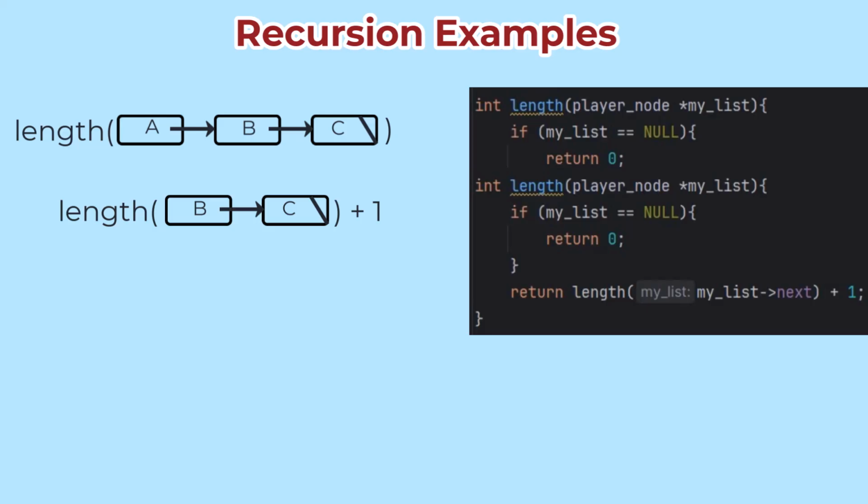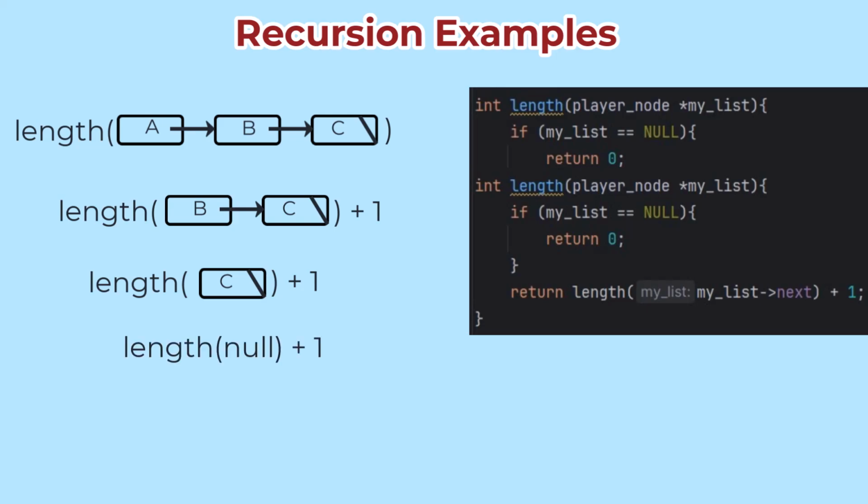Well, that call will require a recursive call on this list, and that will recursively call it on the empty list. That's what our next list points at. That hits the base case, which returns 0. That makes this call add 1 and return 1. Then this call can add 1 and return 2, and our original call can add 1 and return 3.